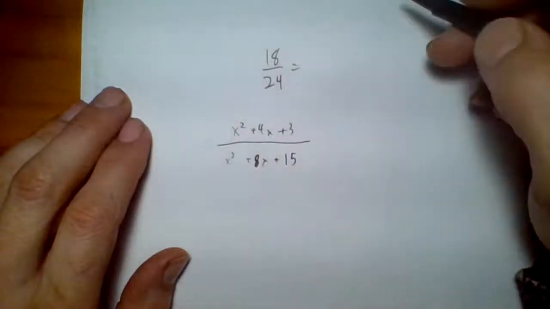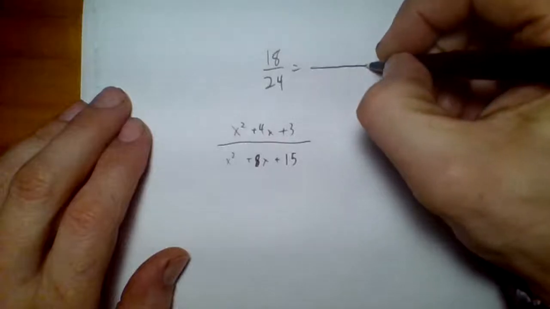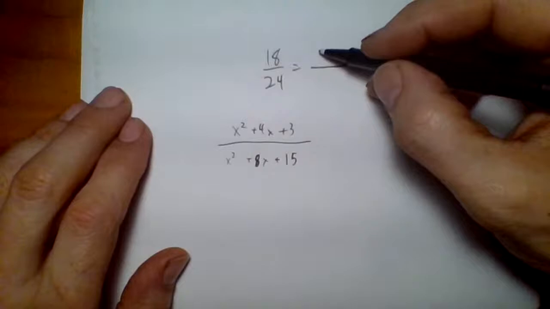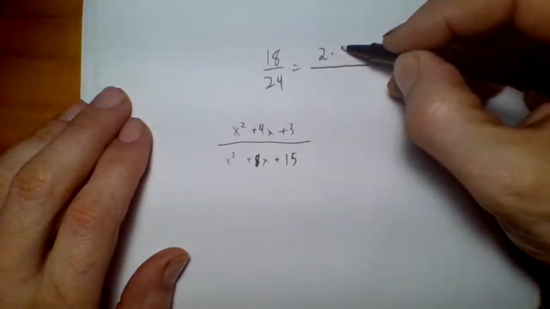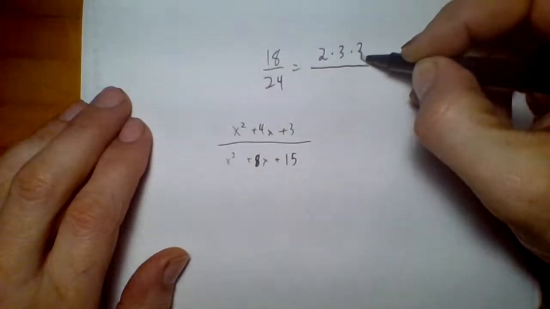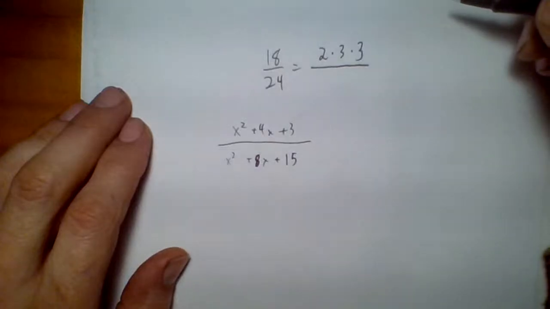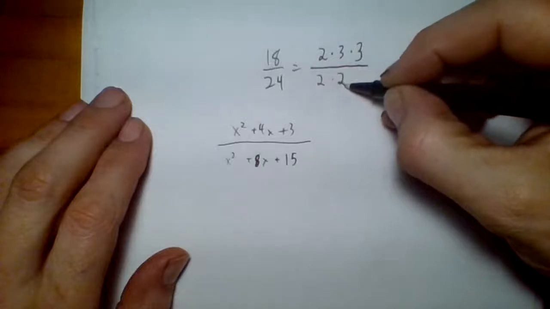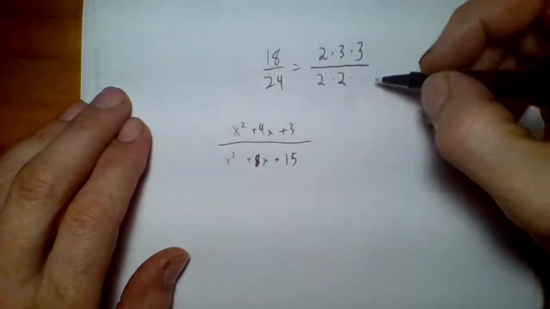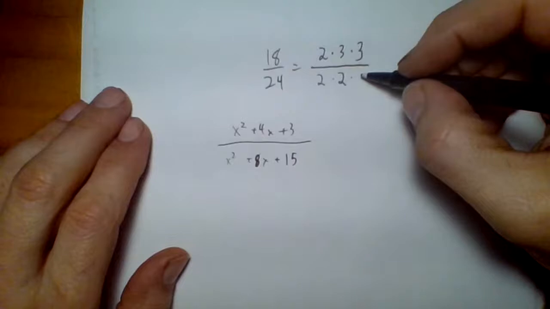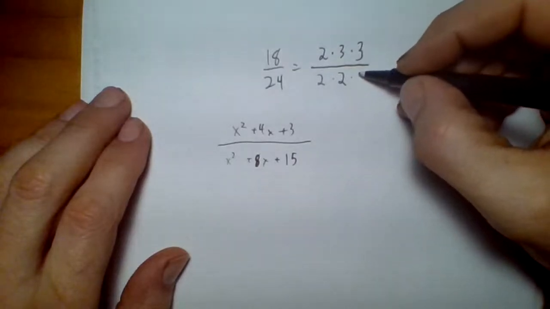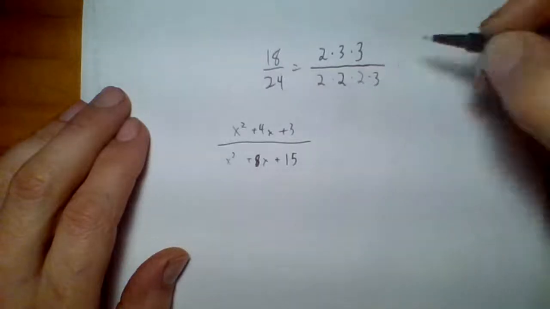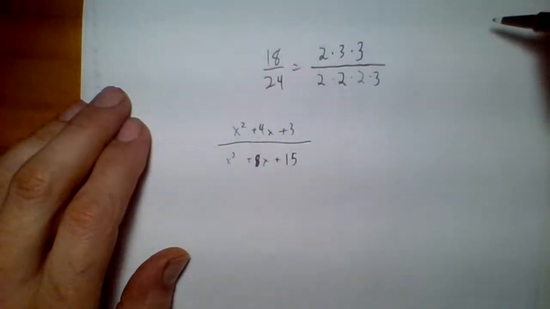We don't want to think about it that way. So instead of thinking about what I can divide these by, I'm going to think about factoring them and then simplify it that way. 18 is 2 times 9, which can be broken down if I want to factor it completely. It's 2 times 3 times 3. And 24 is 2 times 12, or 2 times 2 times 6. So I can break it up completely this way. It's the completely factored form of 24.